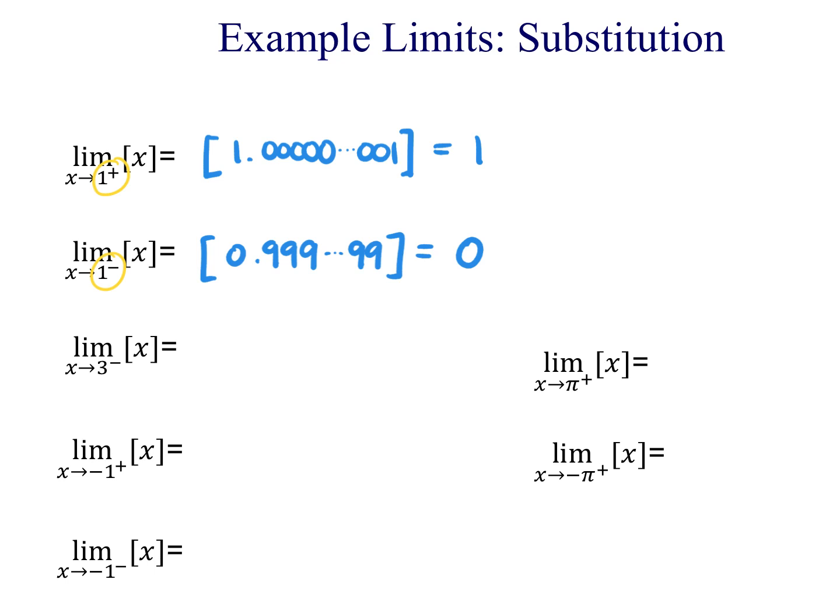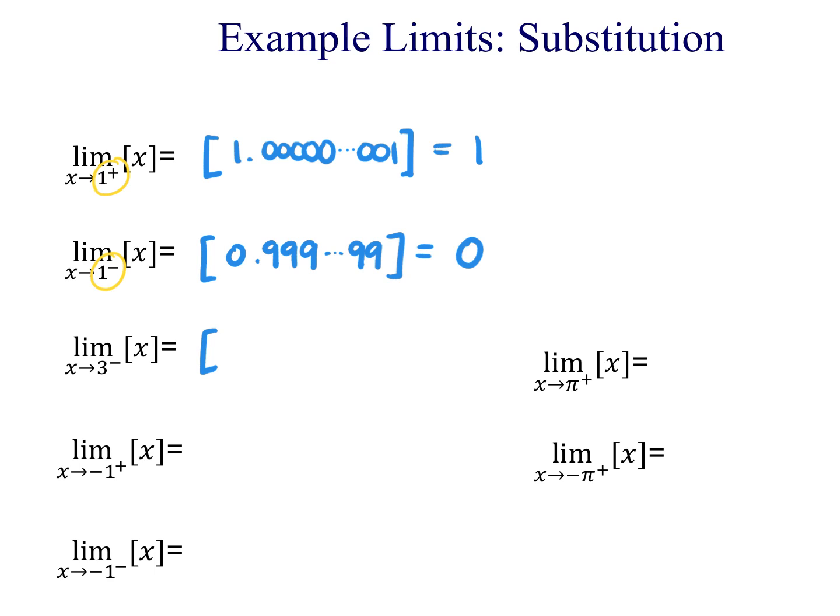So when you plug 1 plus into this bracket function, sometimes people call it the step function, other people call it the greatest integer function. It will round 1 plus differently than 1 minus. They don't round to the closest integer, they always round down to the one below it.